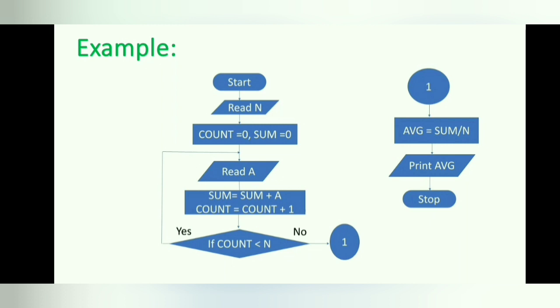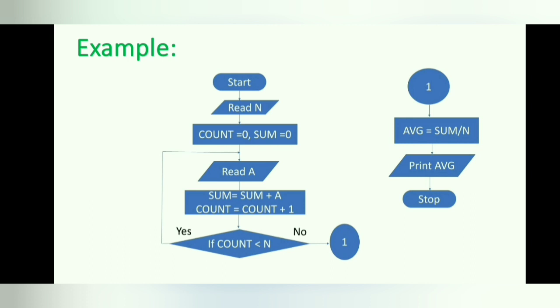This flowchart finds out the average of n numbers. The first symbol is a terminal symbol which is tagged as start. This symbol indicates the beginning of the flowchart. The second symbol is an input-output symbol tagged as read n, which reads how many numbers are to be considered for average and stores it in variable n. Then two variables count and sum are initialized to 0. After that, the first number is read and stored in the variable a. After adding the number, the count is increased by 1.